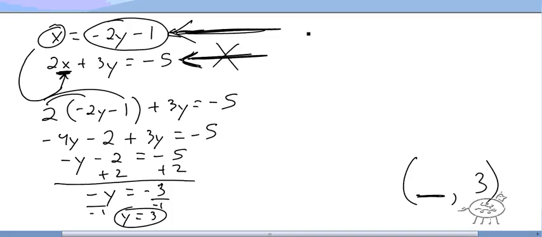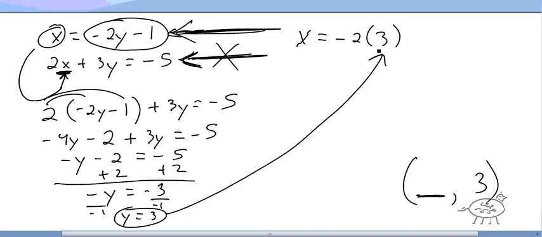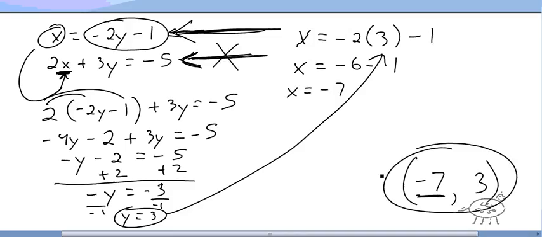So I have now x equals negative 2y. So negative 2, I'm going to put a parenthesis here where I see the y, and then I'm going to substitute that 3 in there. So negative 2 times 3 minus 1. So x equals negative 6 minus 1, or x equals negative 7. So there we go, negative 7. So that is my answer. That's my solution.